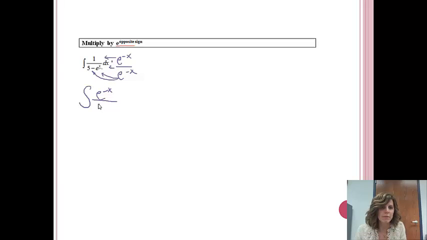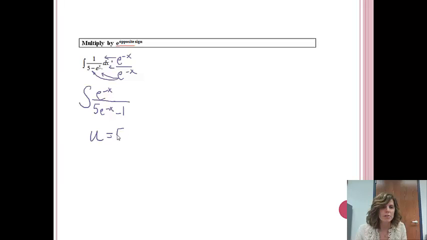5 times e to the negative x will be 5 e to the negative x, and then minus e to the negative x times e to the x times e to the negative x. That would give me e to the 0, which would be 1. Now notice I really set myself up so that I can do a u substitution. So that's why we did that trick.